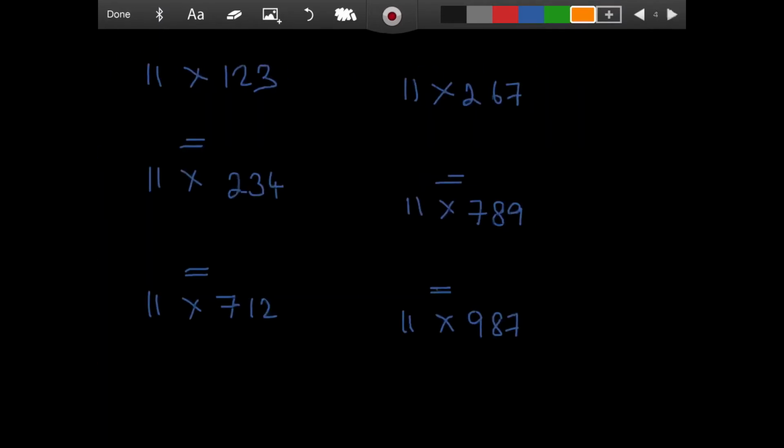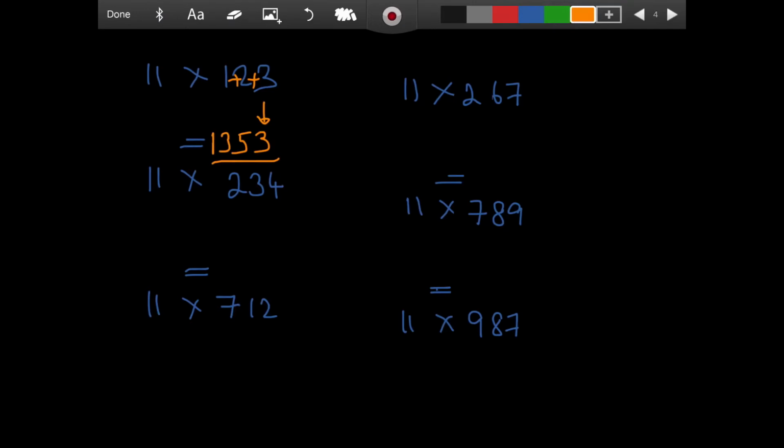Now this time we're going to be looking at multiplying 11 by 3-digit numbers. So this is 11 times a 3-digit number. And the method is fairly easy to follow. You quite simply bring down the 3. And then you add the 2 and the 3 together to make a 5. And then you add the 1 and the 2 together to get a 3. And you bring down the first digit. So the answer is 1,353.